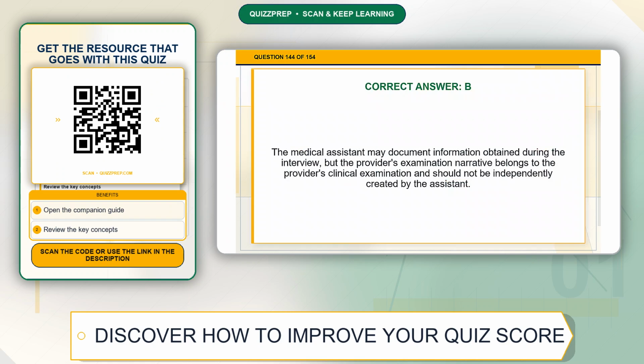Explanation. The medical assistant may document information obtained during the interview, but the provider's examination narrative belongs to the provider's clinical examination and should not be independently created by the assistant.